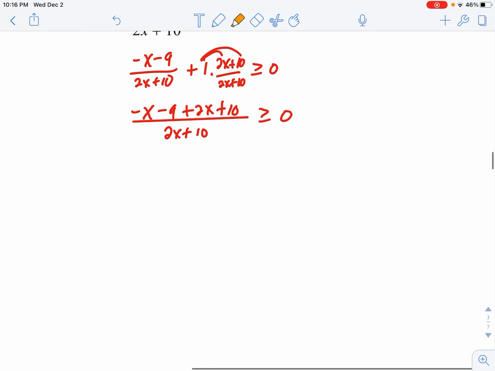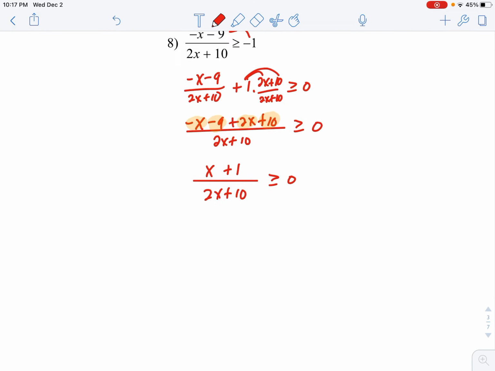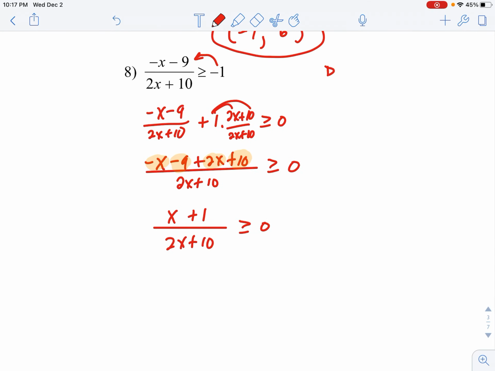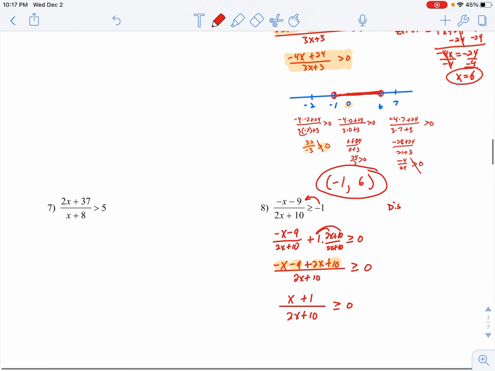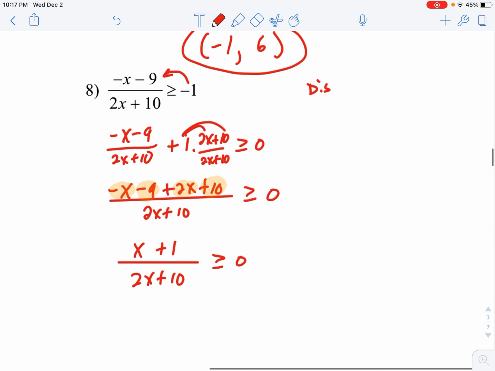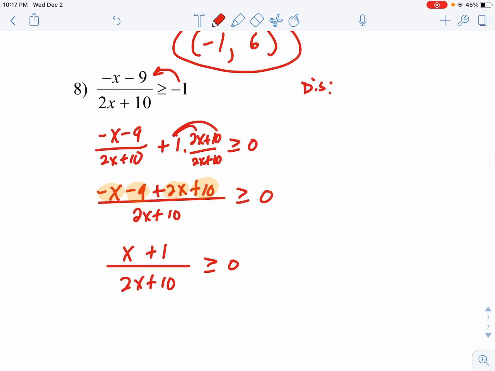And then simplify that. So I've got like terms here. Negative x plus 2x is positive x. Negative 9 plus 10 is positive 1 over 2x plus 10 greater than or equal to 0. So, discontinuity. Sorry, confused myself. Discontinuity, set the bottom equal to 0. So 2x equals negative 10, x equals negative 5. That's one critical number.